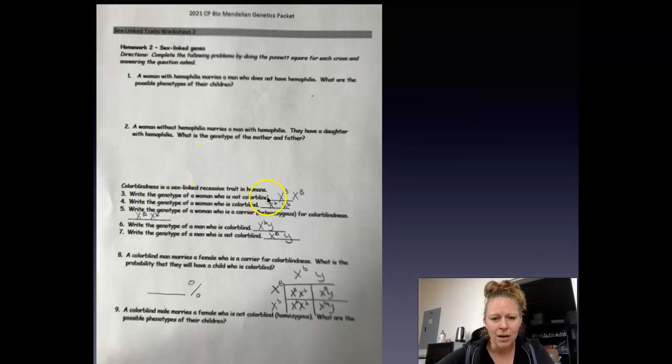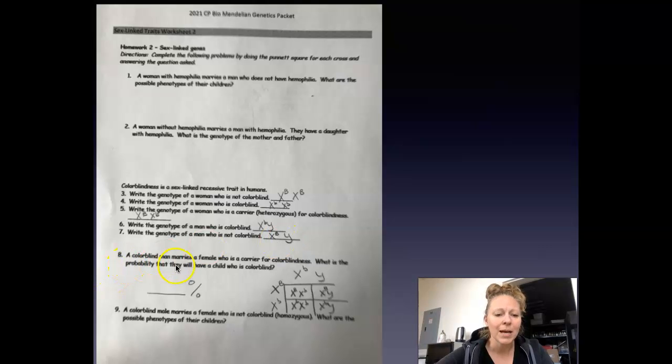So once again, the rules are the same for writing out the genotypes. A woman who is not colorblind, big B, big B. A woman who is colorblind, little b, little b. A heterozygous carrier would be big B, little b. The genotype of a man who is colorblind, little b on the X chromosome, and the genotype of a man who is not colorblind would be big B on the X, with a Y.